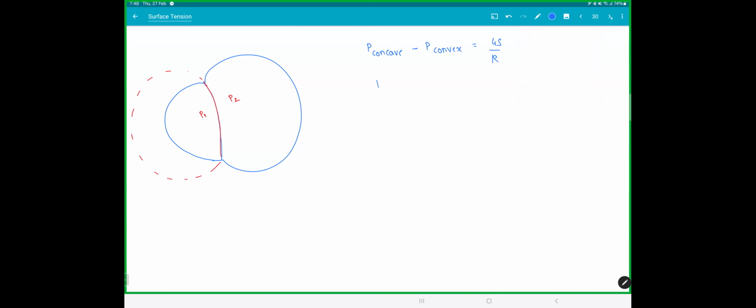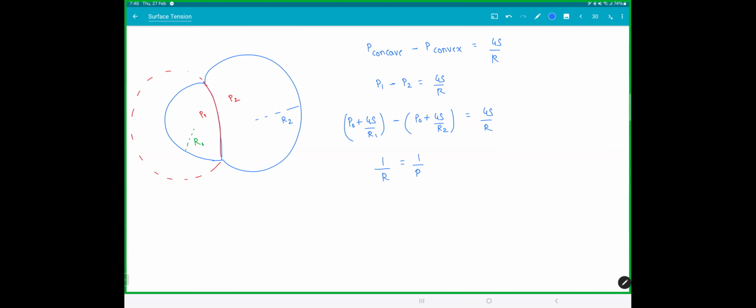So what is P concave? P1. P convex is P2, it's 4s by r. But what is P1 and P2? So for this radius R1, P1 is nothing but P0 plus 4s by R1. So that is also a spherical bubble. So for this radius R2, that is also another spherical bubble, P0 plus 4s by R2. So P0, P0 will cancel. You end up with 1 by R.